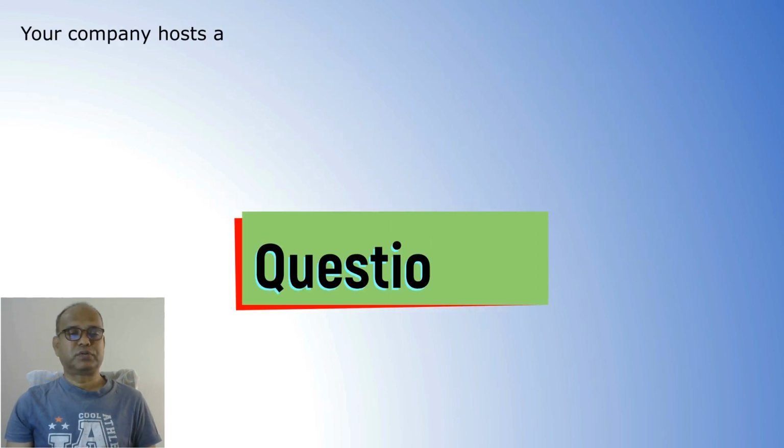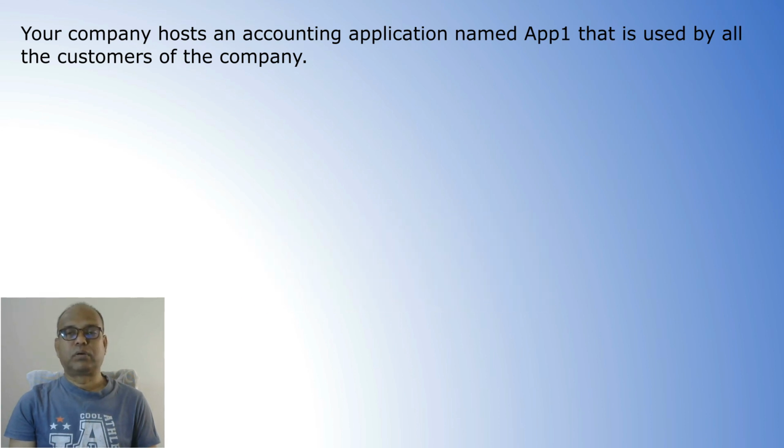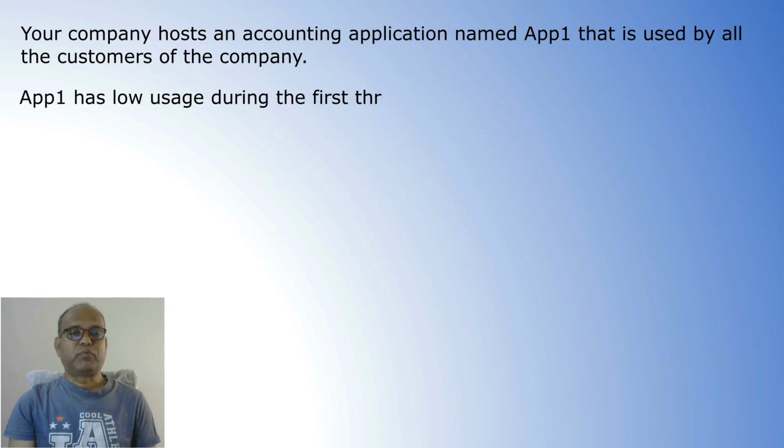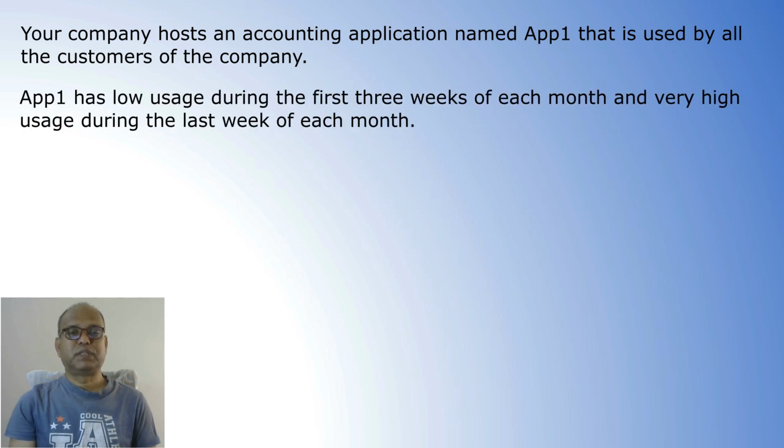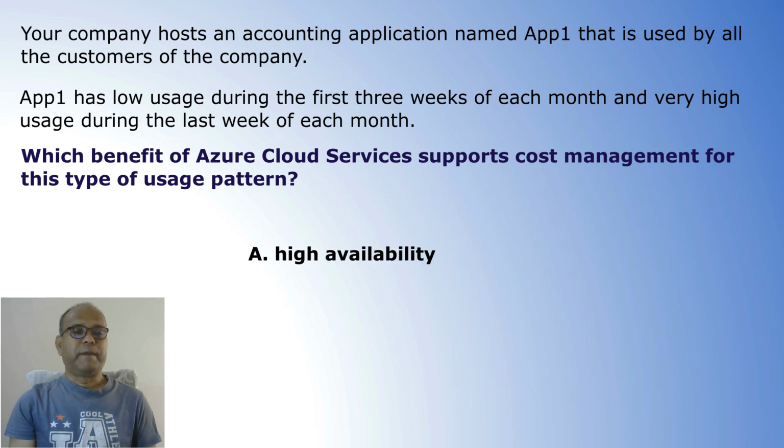Next question. Question number 48. A company hosts an accounting application named App1 that is used by all customers of the company. App1 has low usage during the first 3 weeks of each month and very high usage during the last week of each month. Which benefit of Azure Cloud Services supports cost management for this type of usage pattern? Option A, high availability. B, high latency. C, elasticity. D, load balancing.